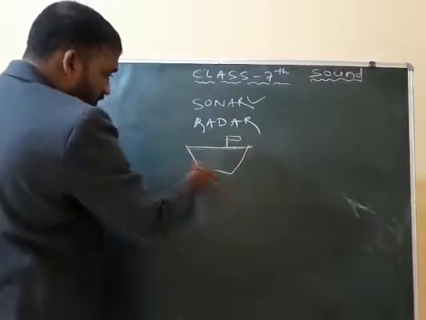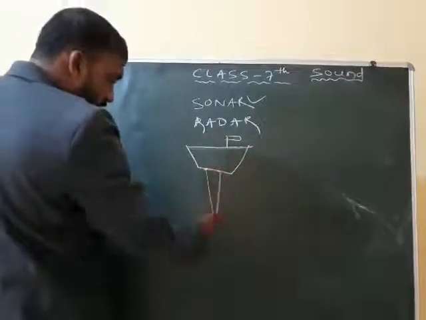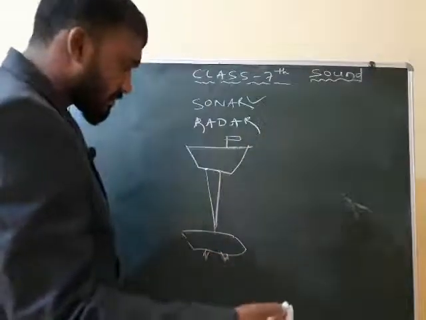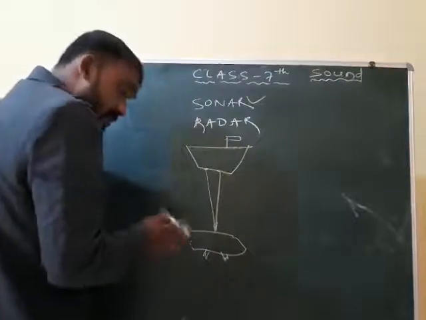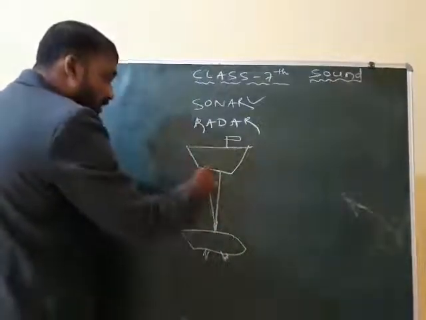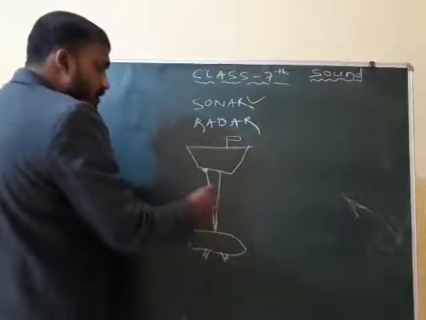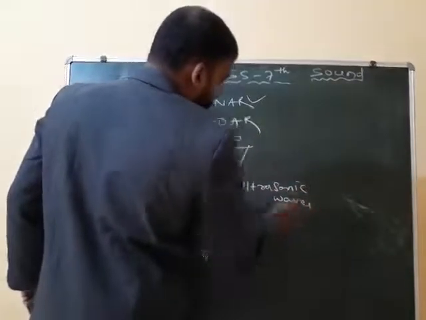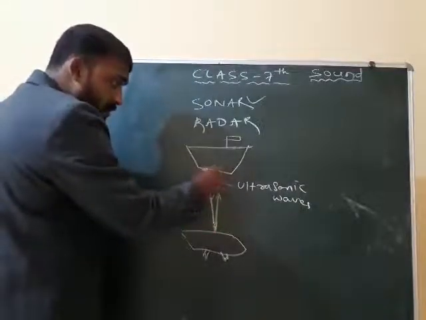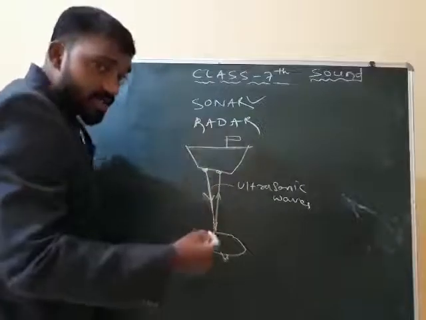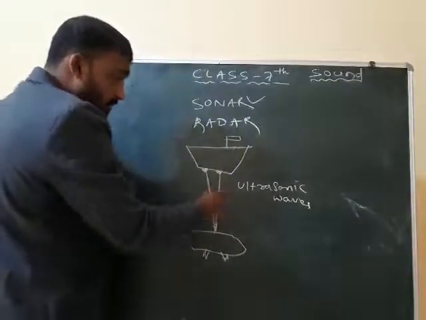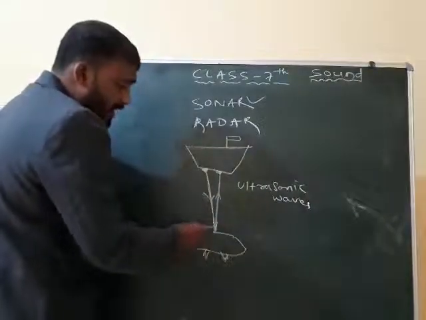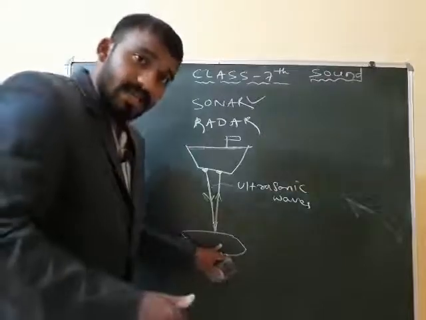Suppose this is the sea. Here one machine is there, with a transmitter and a receiver. Suppose any enemy submarine is going just below the sea. Here always a sound is going, that is, ultrasonic waves, and we are always transmitting them. If it returns back, our receiver, installed right beside it, will receive it. When it receives that, it gives a siren, so that we can identify that some enemy's submarine is going just below us.